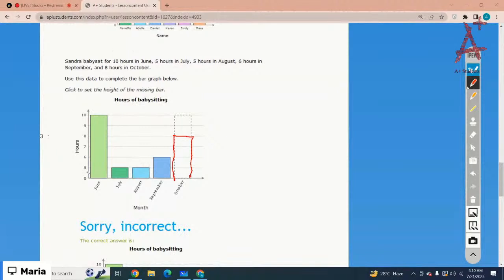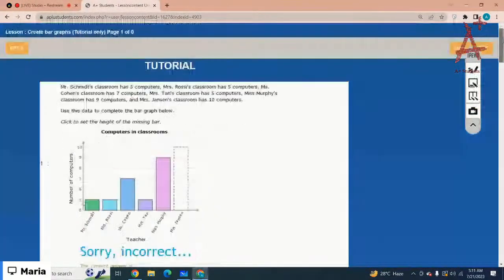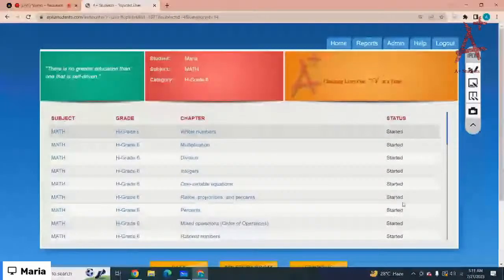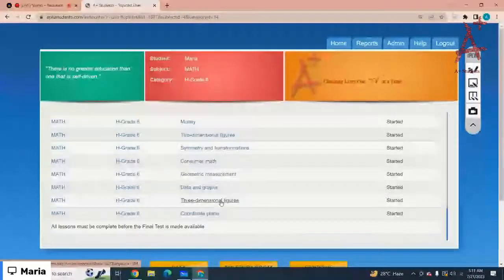Okay, so you don't have the practice questions for this lesson. You can find the lesson in your book and do as many practice questions as you can. So we are done with the chapter data and graphs. Now I'm going to start the next chapter, that is three-dimensional figures. So let me just go to the chapter. Okay, here is the chapter three-dimensional figures. So let's just start with the first lesson, that is identify polyhedra.